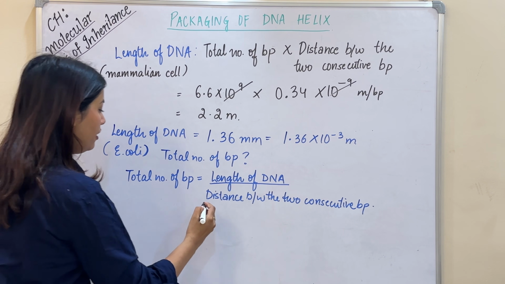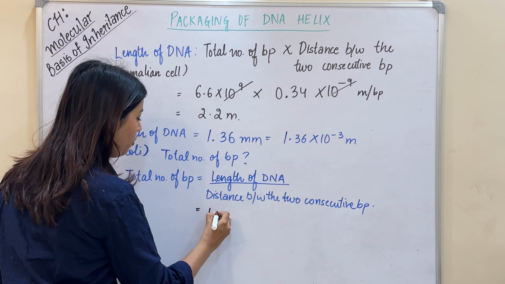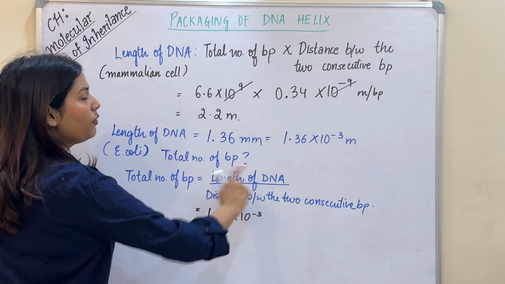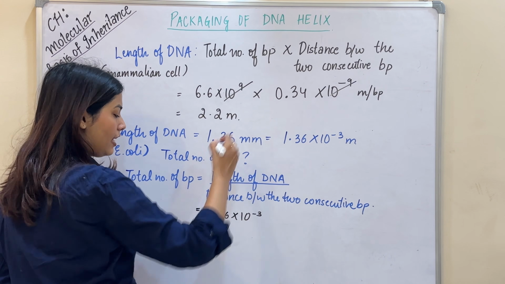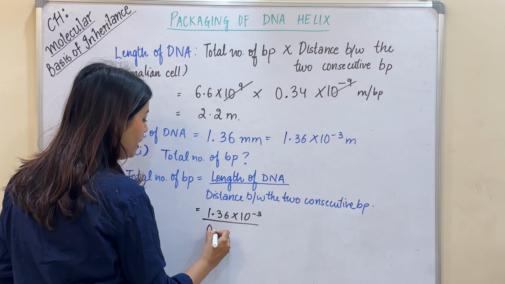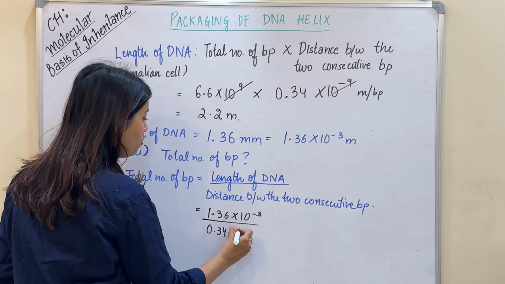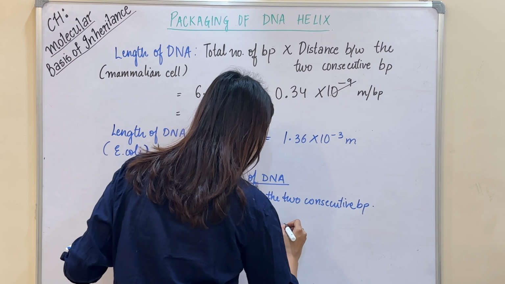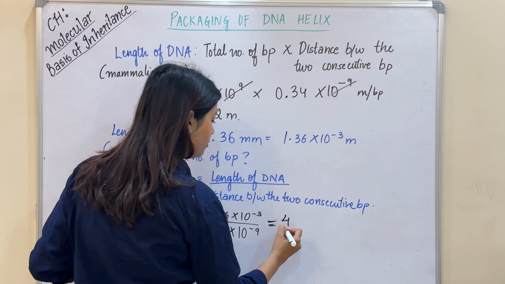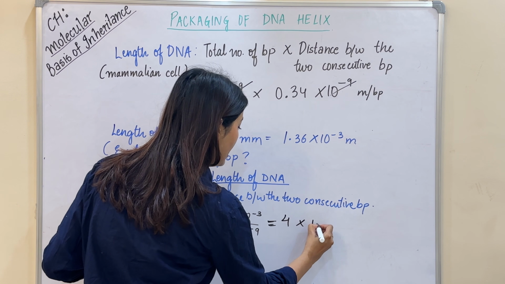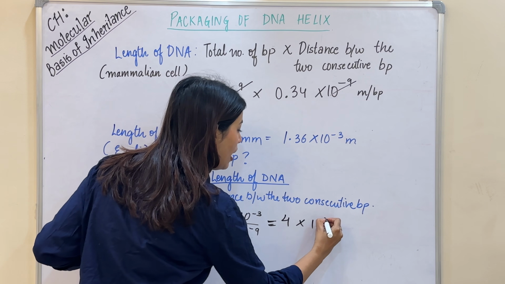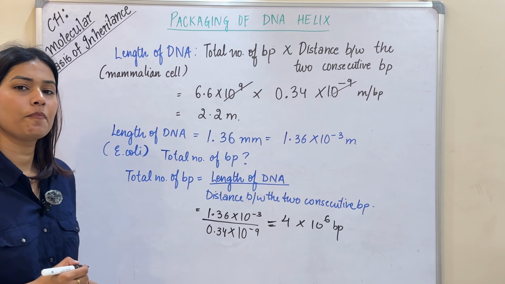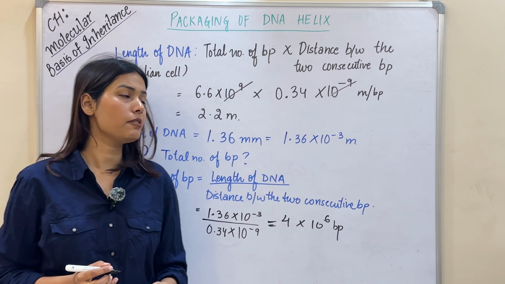We already know the values. What is the length of the DNA? 1.36 into 10 raised to power minus 3. And what is the distance between the two consecutive base pairs? It remains the same, 0.34 into 10 raised to power minus 9. So it comes out to be 4 into 10 raised to power 6 base pairs. Easy. So these are the number of base pairs present in an E. coli.